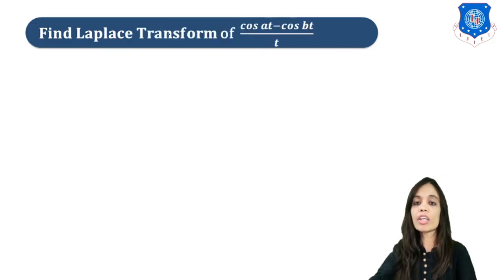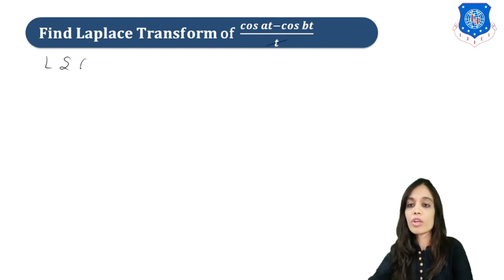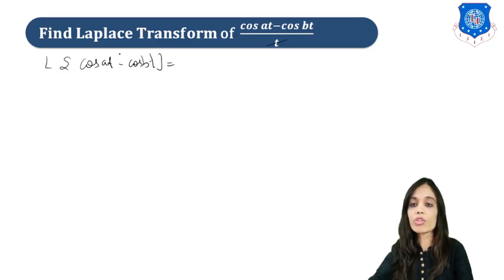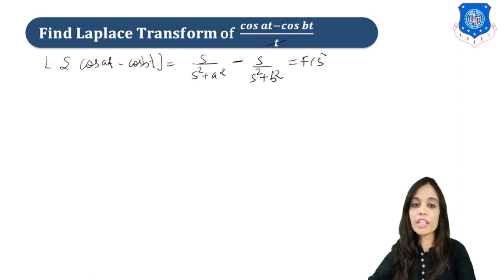Now let us move on to the next example. So we have to find the Laplace transform of cos at minus cos bt upon t. Again ignore this and find Laplace of cos at minus cos bt, right? So we know the formula of Laplace of cos, that will be s upon s square plus a square, minus s upon s square plus b square. Now again we'll name this as f of s, right? Now bring this t in the denominator.